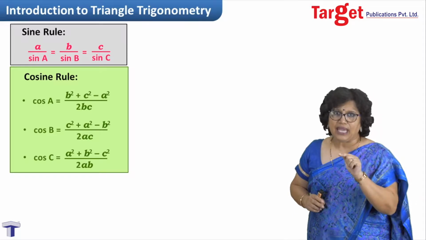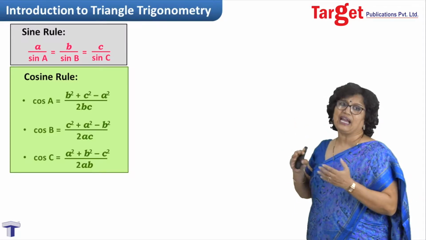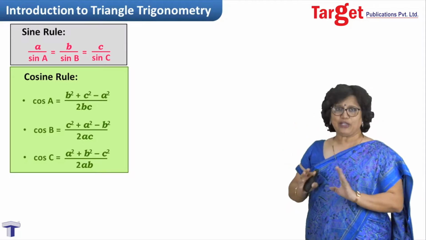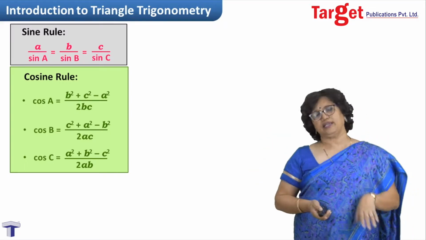Because if you are writing cos B, then minus B square I will have to write. Then I add C square and A square. And then I divide by 2AC. And similarly, you can remember cos C also.